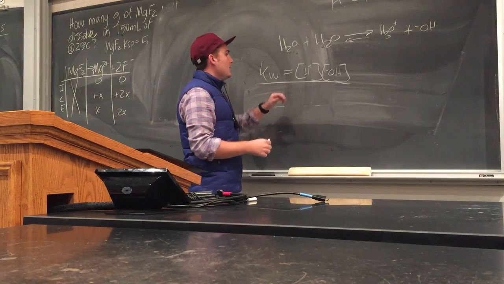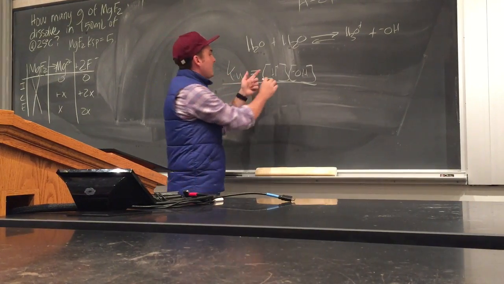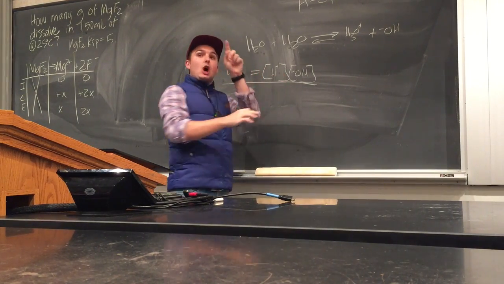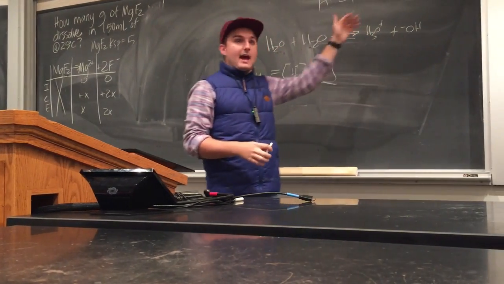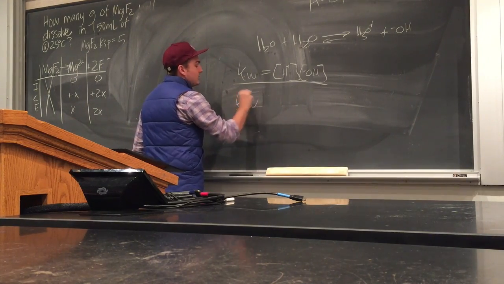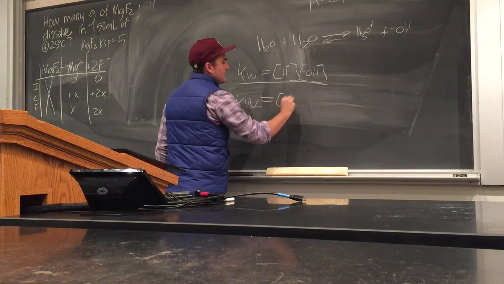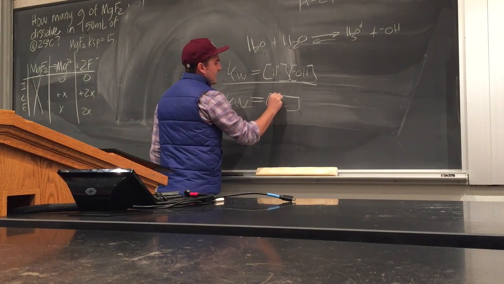This is what I'm going to do. I know that my Kw will still be equal to my H plus concentration total. So the H plus that comes from water and the H plus I added from my acid, times the OH minus concentration. So if I rewrite this now, my Kw, which I know that number, is equal to my H plus concentration, which is 1 times 10 to the -8.